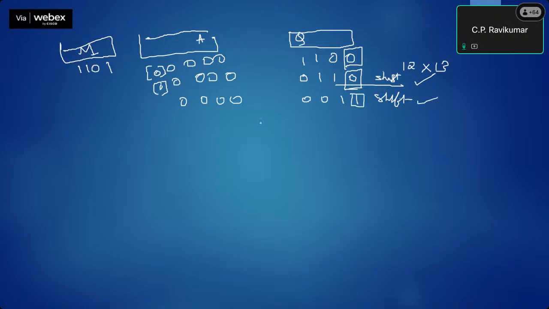Now we look at this 1. So when we see a 1, we have to add the multiplicand. So what do we get? 1, 0, 1, 1. No carry. And this retains its old value, 0, 0, 1. Right shift the whole thing. 0, 1, 1, 0, 1, 0, 0, 1. So add and shift.